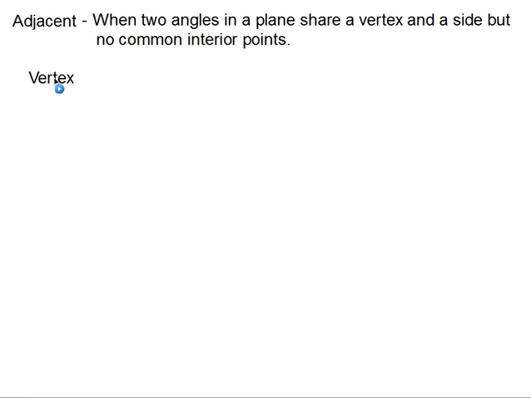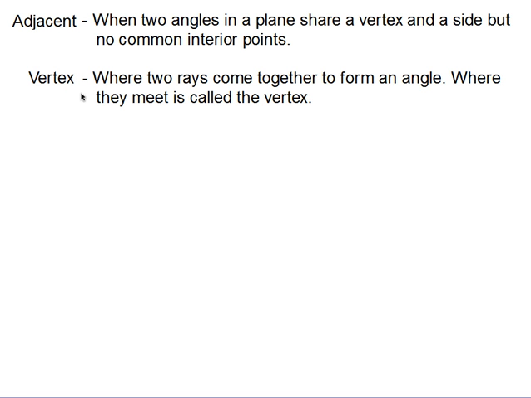So, first we need to know what a vertex is. A vertex is when two rays come together to form an angle. Where they meet is called the vertex. So the point where two rays come together and form that angle, that's what we call the vertex.